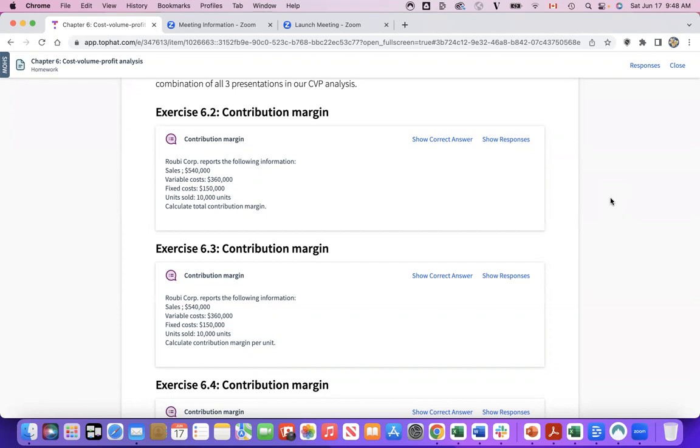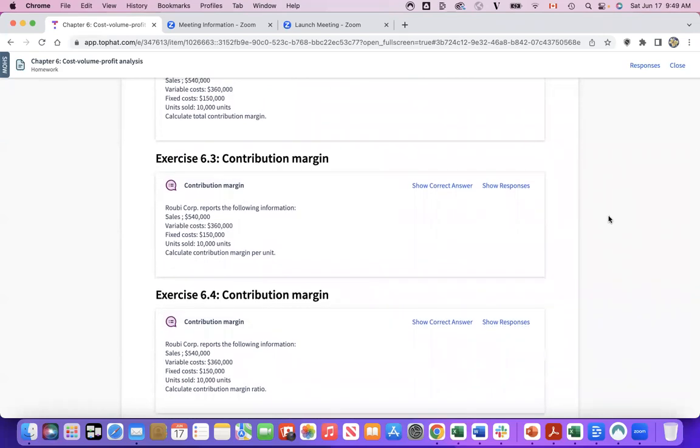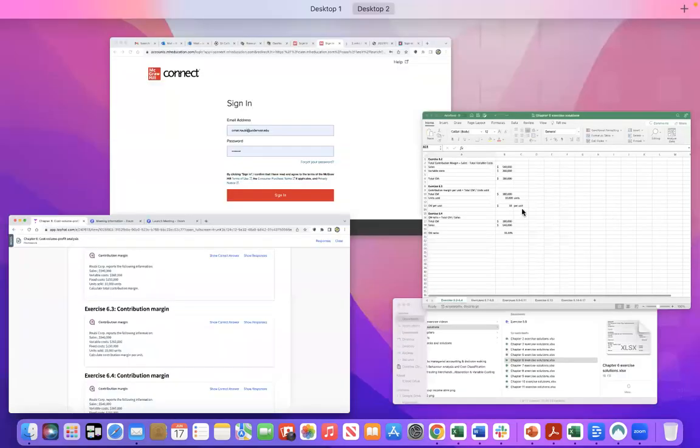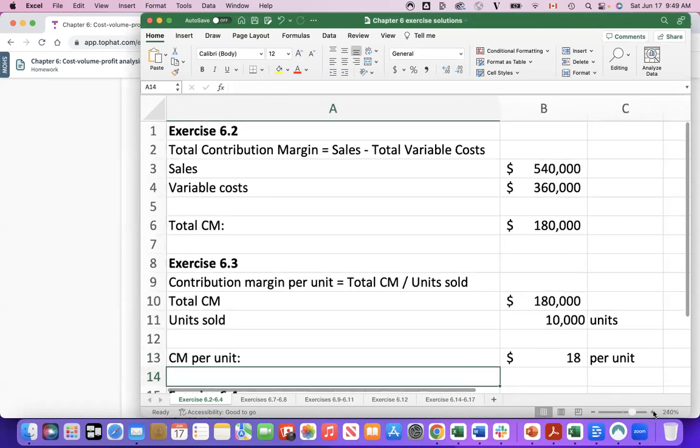So looking at these exercises, 6.2 reads, Ruby Corp reports the following information. So we have sales of 540,000, variable costs of 360,000, fixed costs of $150,000, and then we sold 10,000 units. 6.2 wants us to calculate total contribution margin. 6.3 wants us to calculate it on a per unit basis. And 6.4 wants us to calculate it as the contribution margin ratio. Let's take a look at each of the three different scenarios.